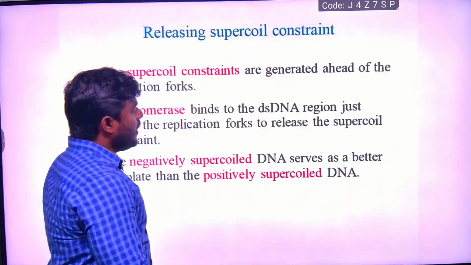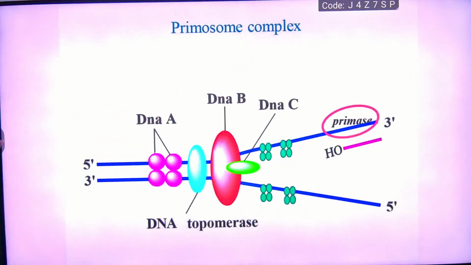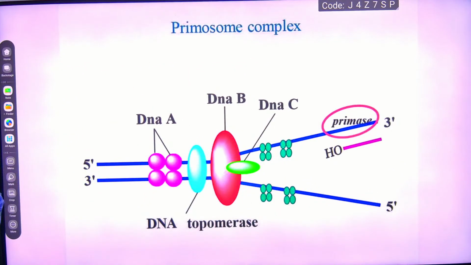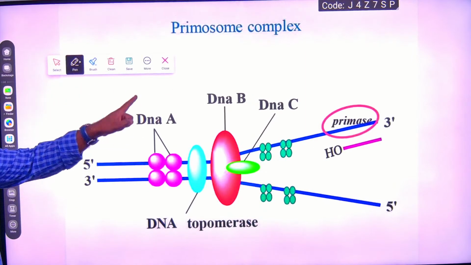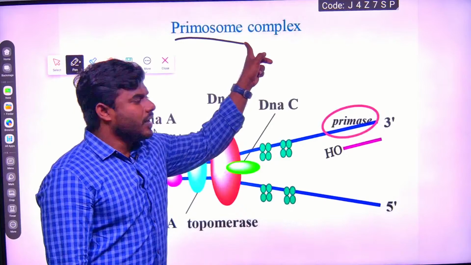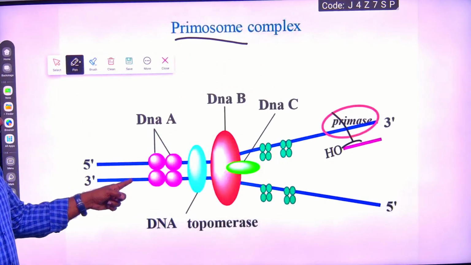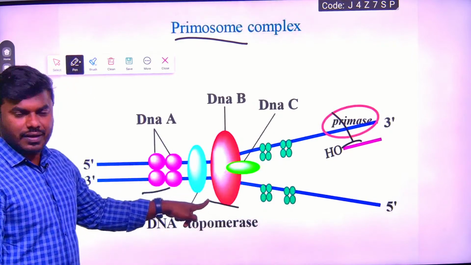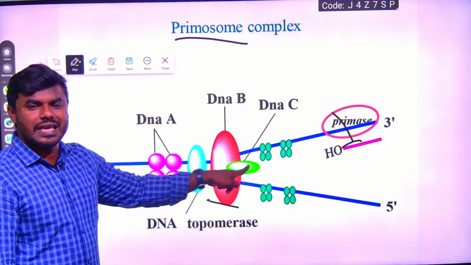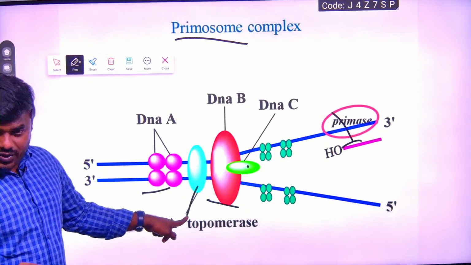Now, you only tell me what is the difference between the pre-primosome and the primosome complex. You can observe the picture very clearly here. Here primase is added, correct na? That's why, if I remove this, it will become pre-primosome. Tell me what all there is here? A is there, B is there, B is associated with C. Sometimes C may fall. And what is this? Topoisomerase.